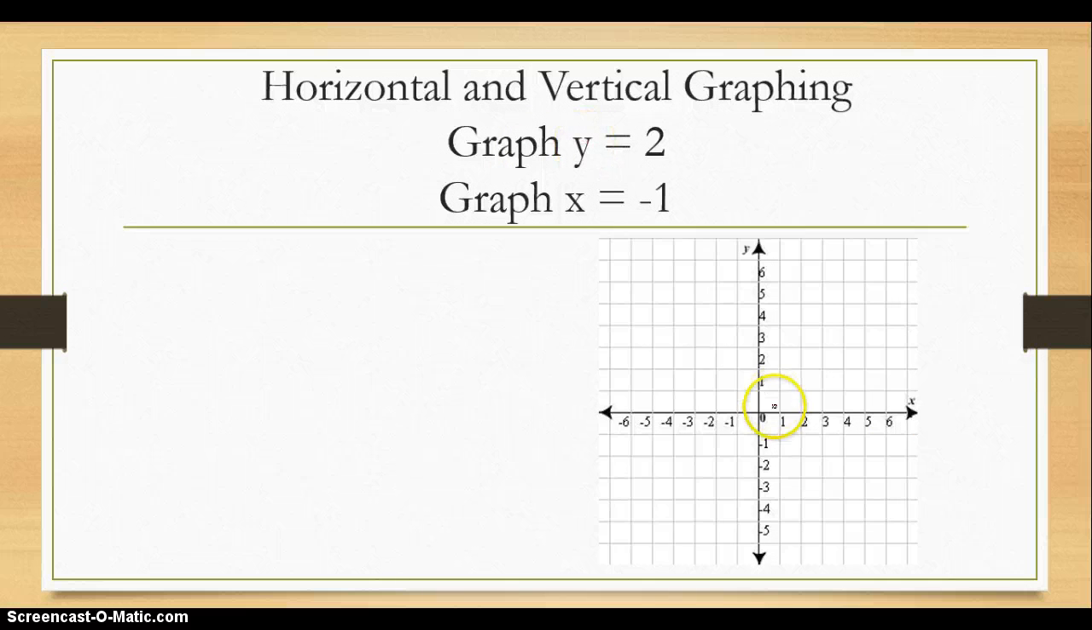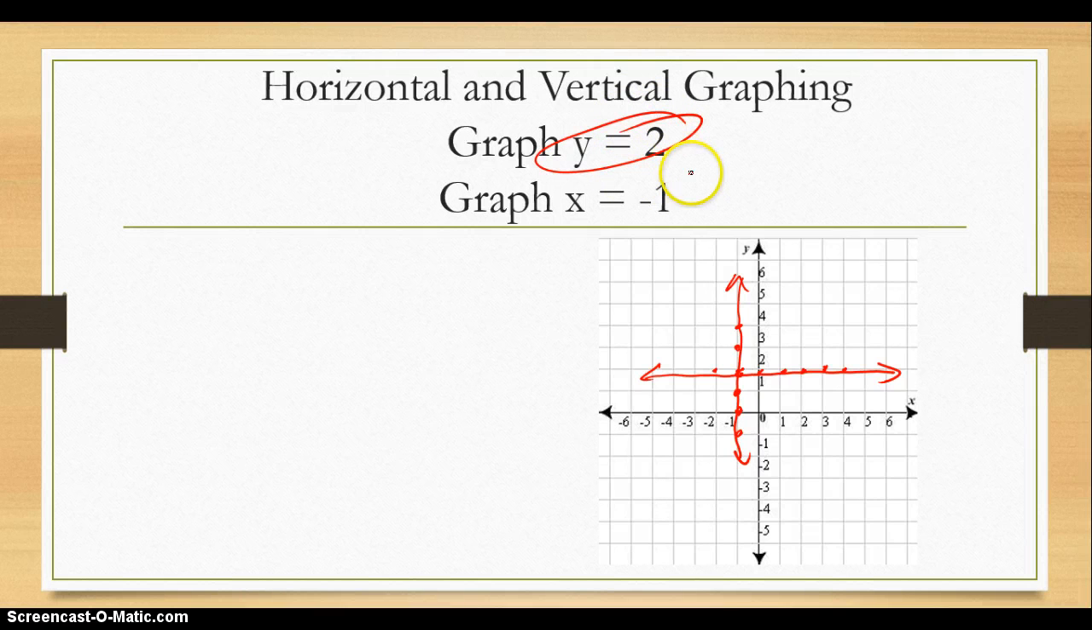So graph y equals 2. That tells us that for every x value, the y value will be 2. So we know that this is a horizontal line right here. Now graph x equals negative 1. That means that for every ordered pair, the x will be negative 1, so we know that's a vertical line. When you're doing your homework tomorrow, make sure that if it's y equals a number without an x in the equation, we know it's a horizontal line. If it's x equals negative 1 without a y in the equation, we know it's a vertical line.